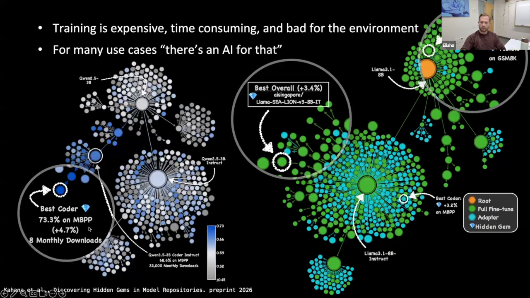Here, the colors on the left, these blue ones, encode performance, accuracy. So you can imagine instead of encoding accuracy on whatever the MBPP benchmark is, if we encode your benchmark, we can probably find these hidden gems in relation to what you're doing.